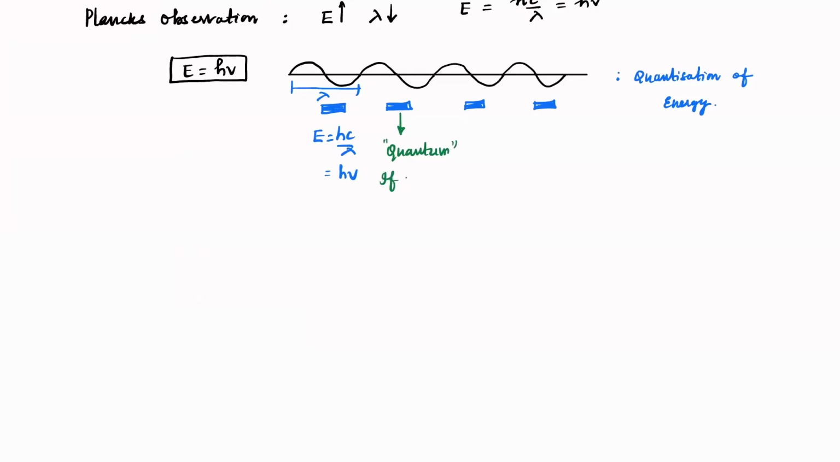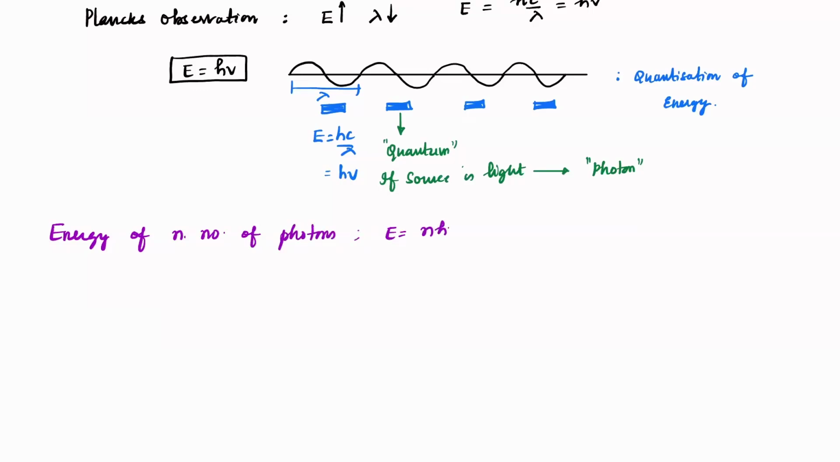If the source is light, that means white light or sunlight or starlight, then we call the quantum a photon. So that means the energy of one photon is h nu. And he also said that the energy of n number of photons, that means if you have n number of photons present, then energy can be represented as nh nu or nhc by lambda. This will be the energy of photons, everybody. Got it?